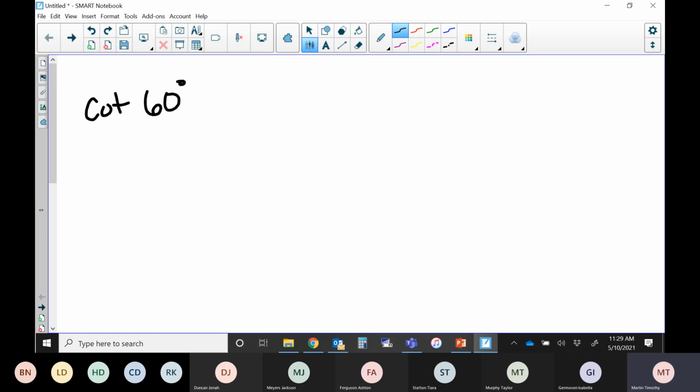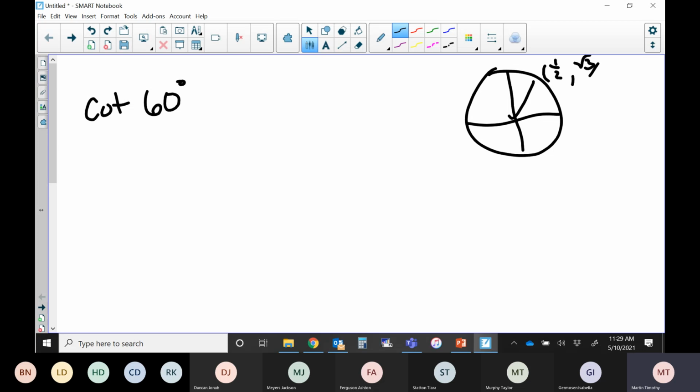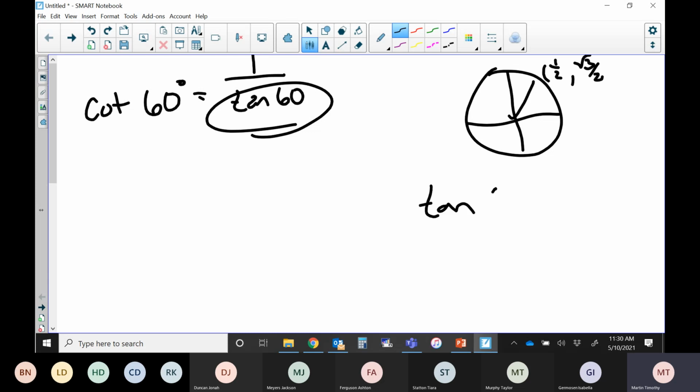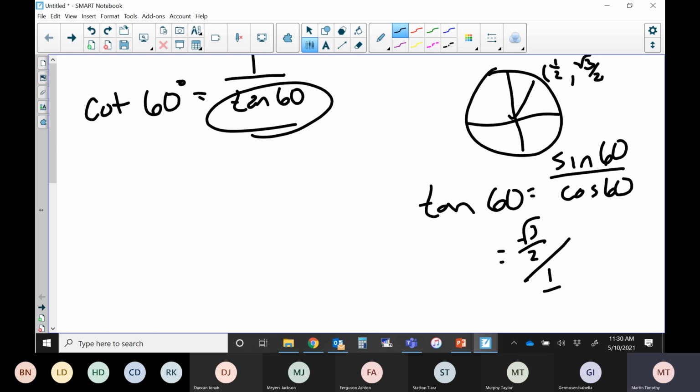So if I asked you for the cotangent of 60 degrees, well, I know my unit circle. 60 is up here, the one that's 1/2, comma, square root of 3 over 2. And I know that this is equal to 1 over tangent of 60. I've got to figure that out on its own. Tangent of 60 is equal to the sine of 60 divided by the cosine of 60. Sine is the y, so square root of 3 over 2 all over 1/2.